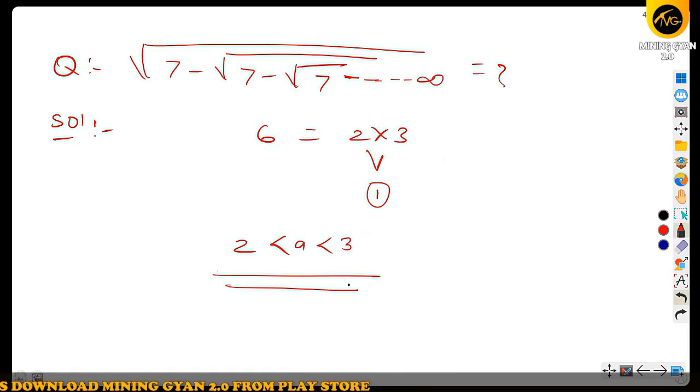Is it clear? Now that's it for surds and indices. In the next class, we will discuss simplification or algebra. I will notify you in the WhatsApp group.